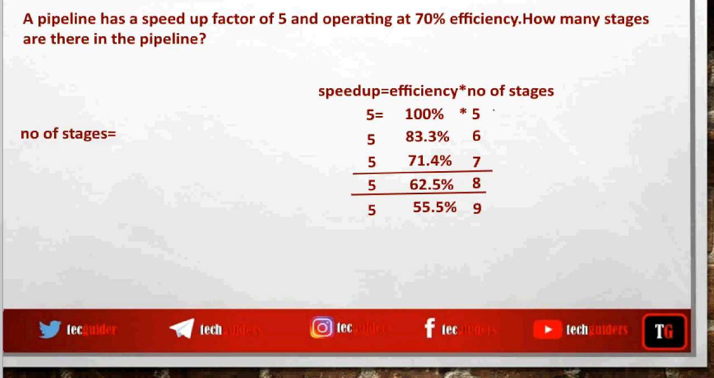Otherwise, directly substitute in the equation. Number of stages equals speedup by efficiency. Speedup equals 5 and efficiency is 70%. The answer is 7.14. Take the ceil value 8.